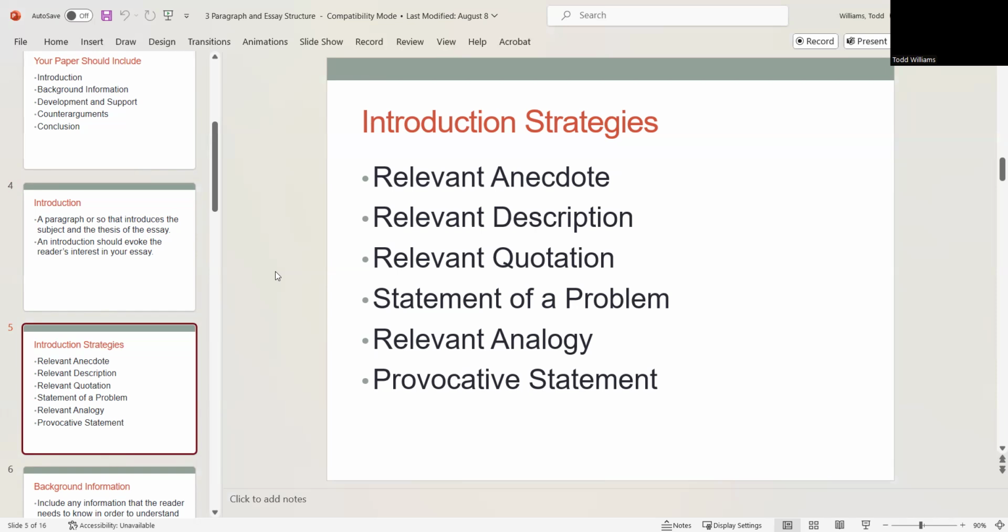Sometimes a relevant quotation works well. So usually by some kind of famous or prominent figure related to whatever you're talking about, right? So such and such says blah, blah, blah, and you can jump from that quotation. Statement of a problem can work well, right? Make it clear what the issue is. Here's the problem I want to look at: parking on campus, pollution in Saucony Creek, whatever.